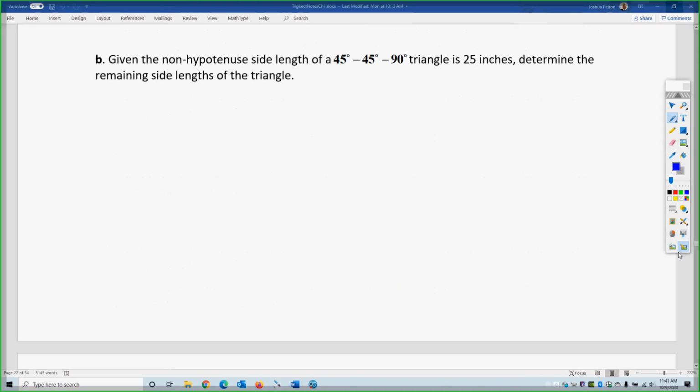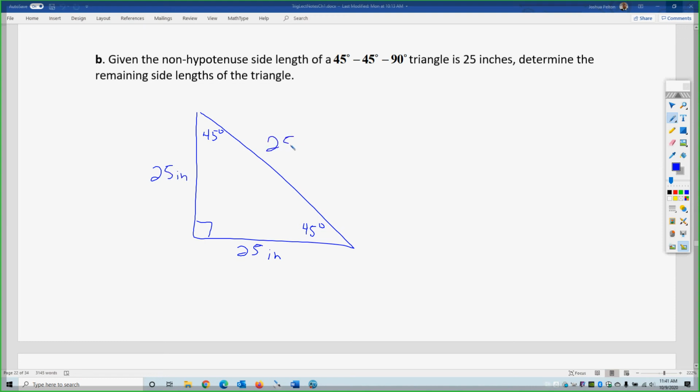And in this case, we have another 45, 45, 90. So we're given a leg, non-hypotenuse one, is 25 inches, which is, since it's isosceles, the other one must be 25 inches. And the hypotenuse is longer by a factor of root 2. Okay? Alright, next page.